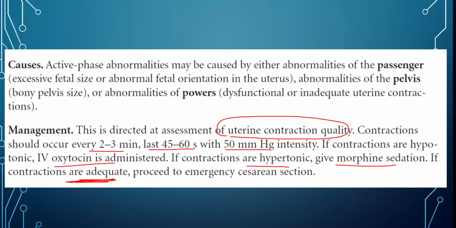Remember, arrested active phase of labor means when a patient has got regular uterine contraction, that means contraction is normal, but still the active phase is just not moving at all for the next 4 hours. That's arrested active phase. Okay, makes sense for everyone?